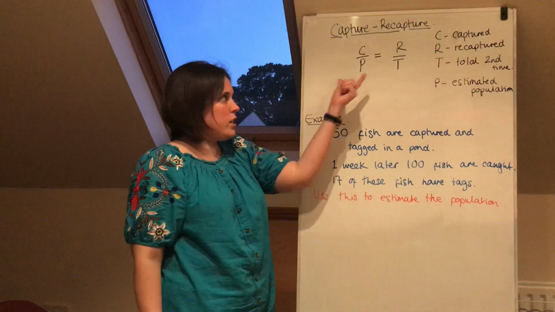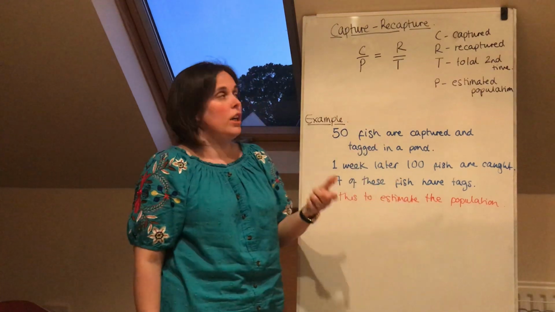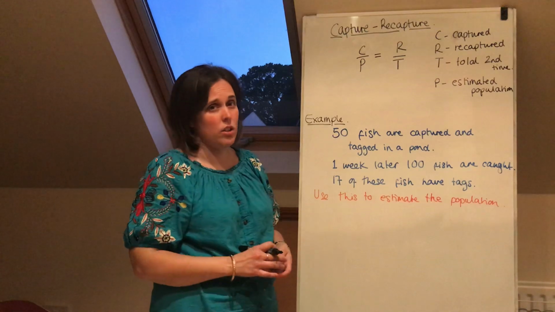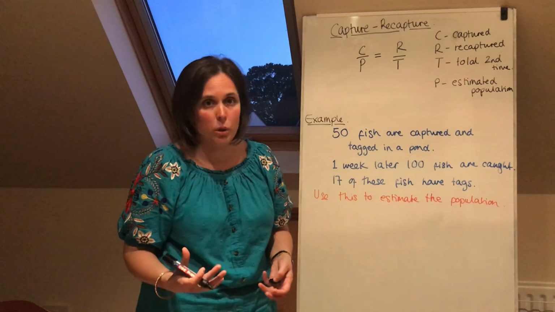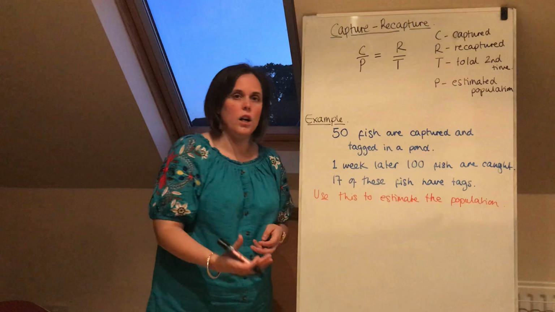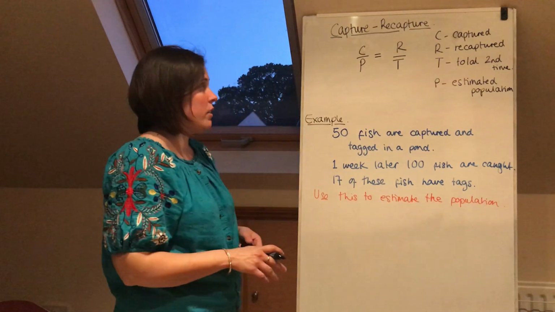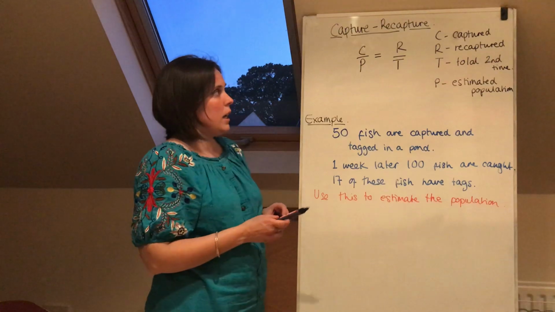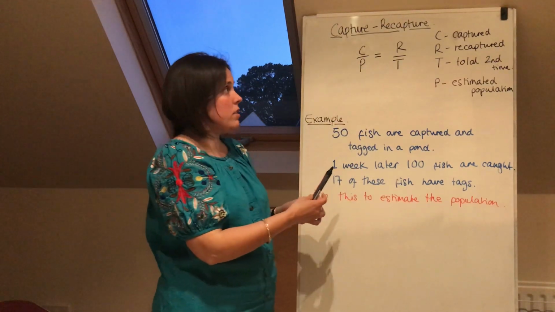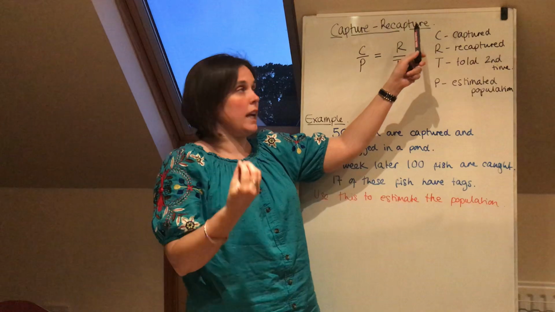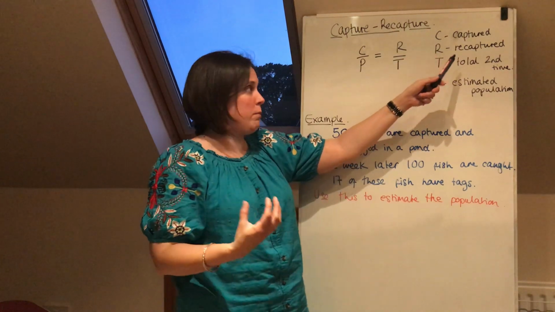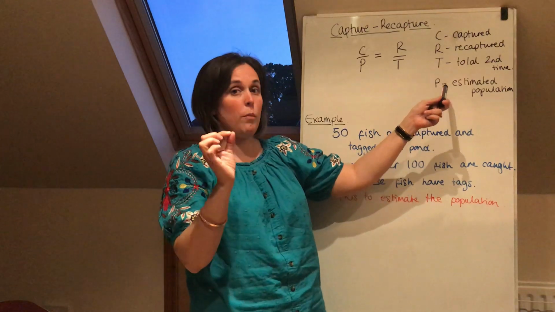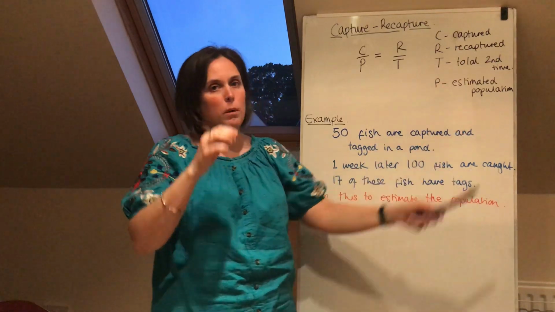So first of all, I've got on here a formula. Now, you don't need to have this particular formula, and you can use whatever letters you like. If you look it up in different books, or see different videos or examples, they will use different letters, but the basic principle remains the same. These are the letters that I have used. I've used C to stand for the captured, R for the recaptured, T for the total the second time, and P, which is the one we're calculating for our estimated population.